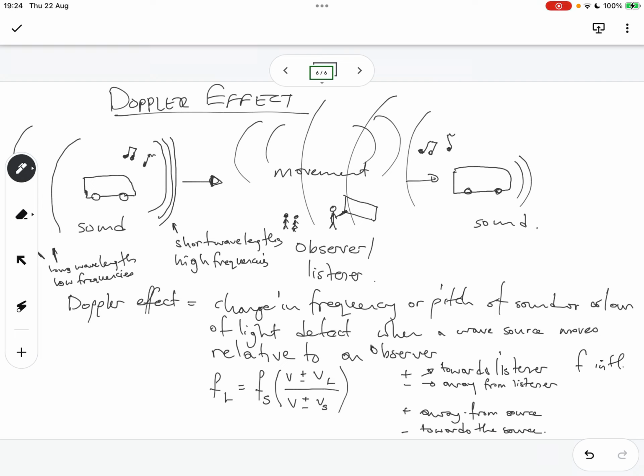And again, frequency would be in hertz, and velocity would be in meters per second. So we must just note the units there. Yes. V, V_s. Plus equals towards listener, minus equals away.